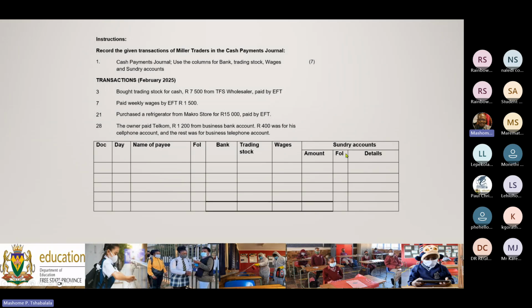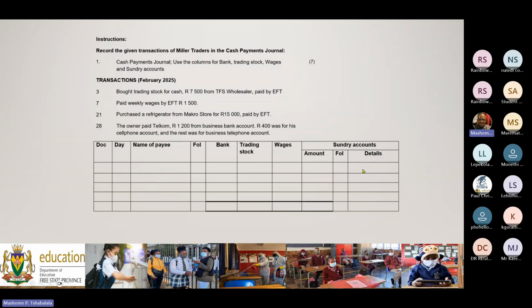Then under sundry account again, we are having the amount. This amount, it is whereby we record the total amount that was paid for each and every account that was paid. The amount means we are talking about the figures. If it is 1,000, we write 1,000. Then if it is 2,500, we write 2,500. Then under details, it is whereby you choose the account that we are paying.